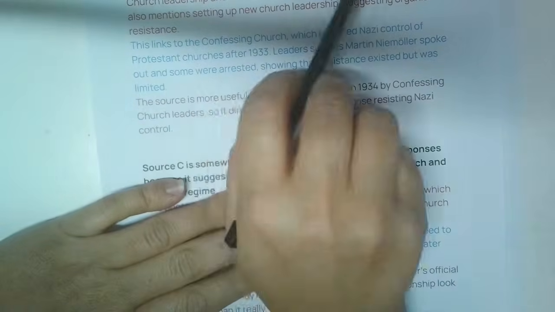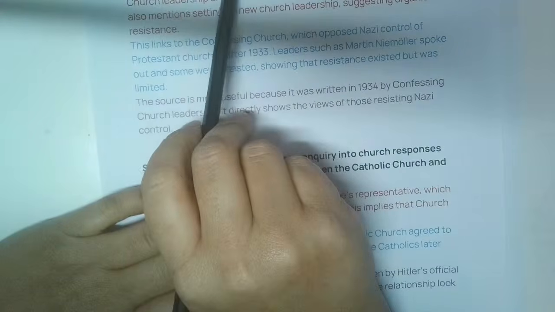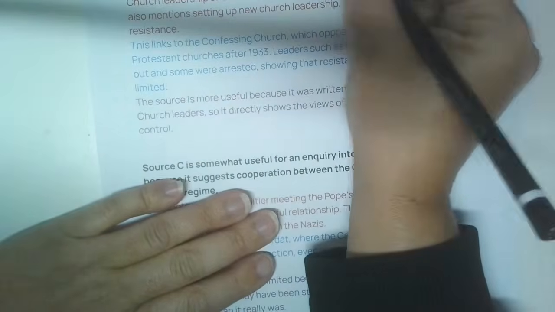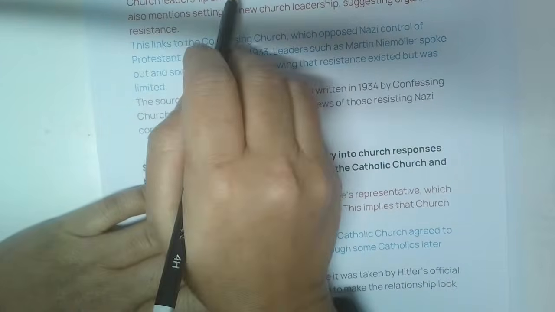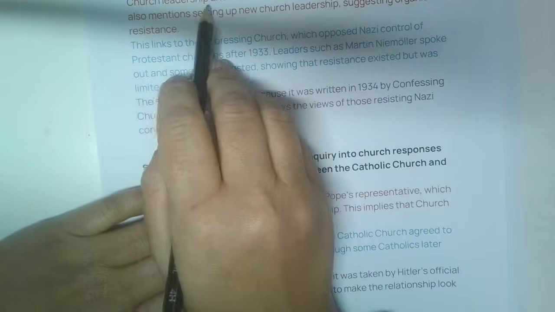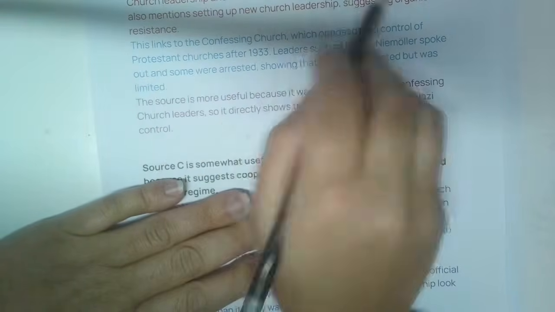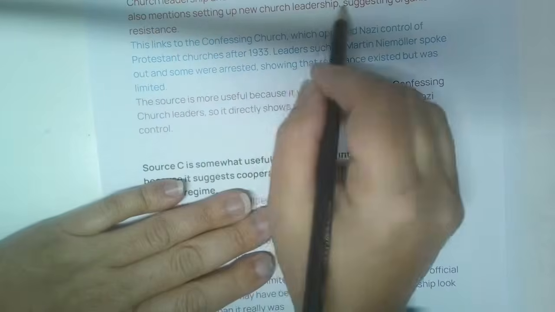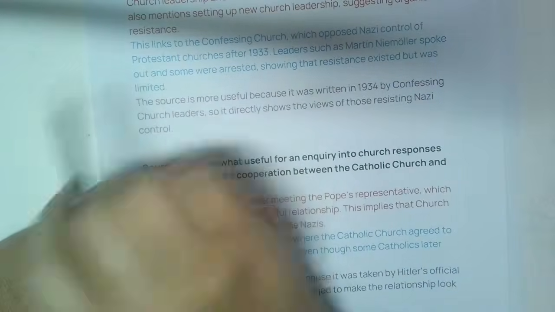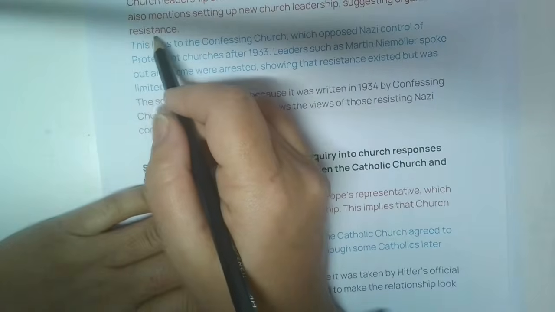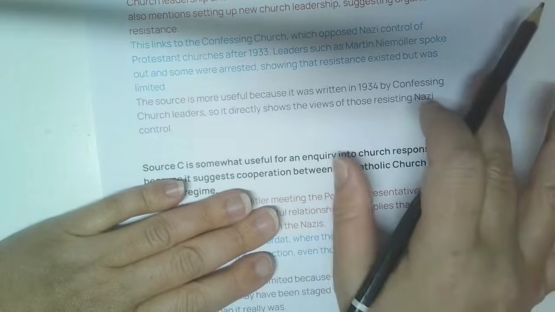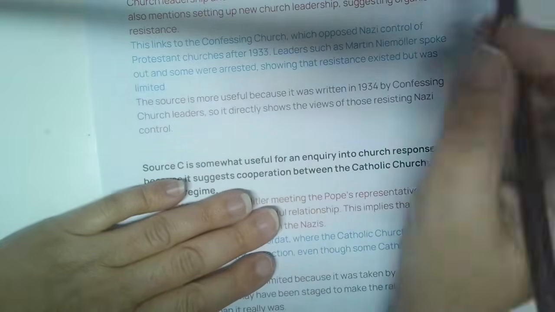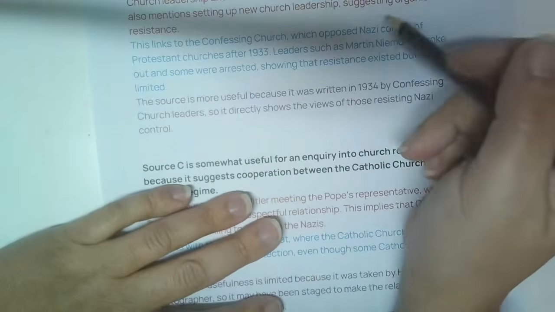So it's very useful for an inquiry into how Germany's churches responded to Nazi control because it shows clear resistance from within the Protestant church. Okay? The source calls on Christians to reject orders from the Nazi-controlled leadership and refuse cooperation, showing open opposition. It also mentions setting up a new church leadership, showing organised resistance. So again, all I've done there is I've just basically rewritten what they said in the source. I've not done anything exciting there. I've not planned anything. I've not come up with any earth-shattering revelations. I've just written down what it says in the source.